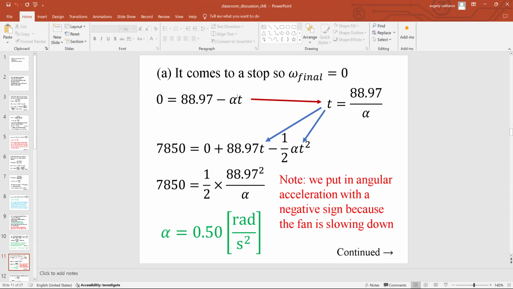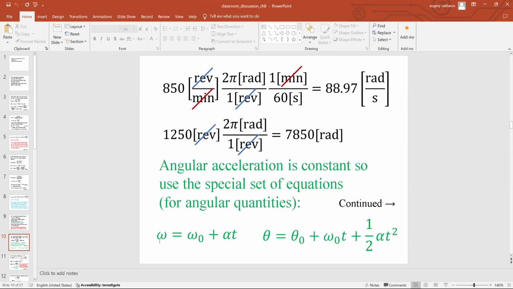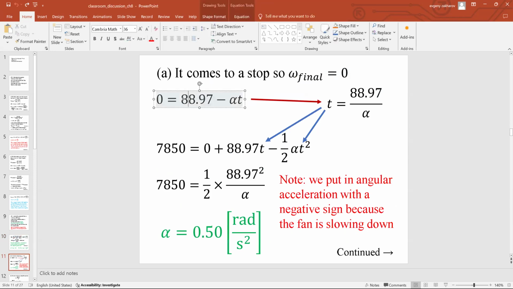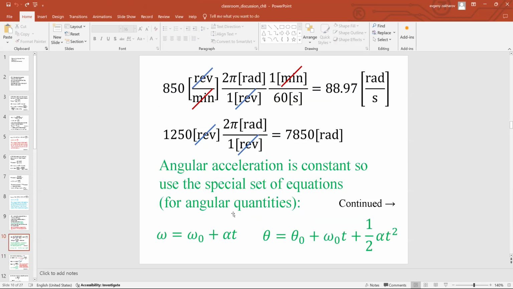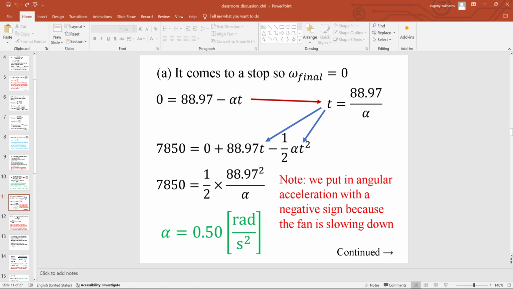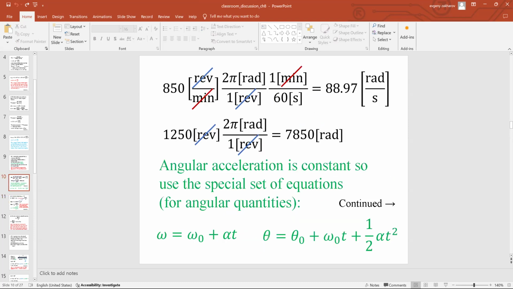So it comes to a stop. That means your angular velocity is going to be 0 at some point, and the initial value is given at 88.97. So this is the initial. We are not speeding up. Alpha cannot be positive because if it's positive, we're speeding up. We are slowing down to a stop, so it's a negative alpha times the time. And position-wise, you travel through this many revolutions.